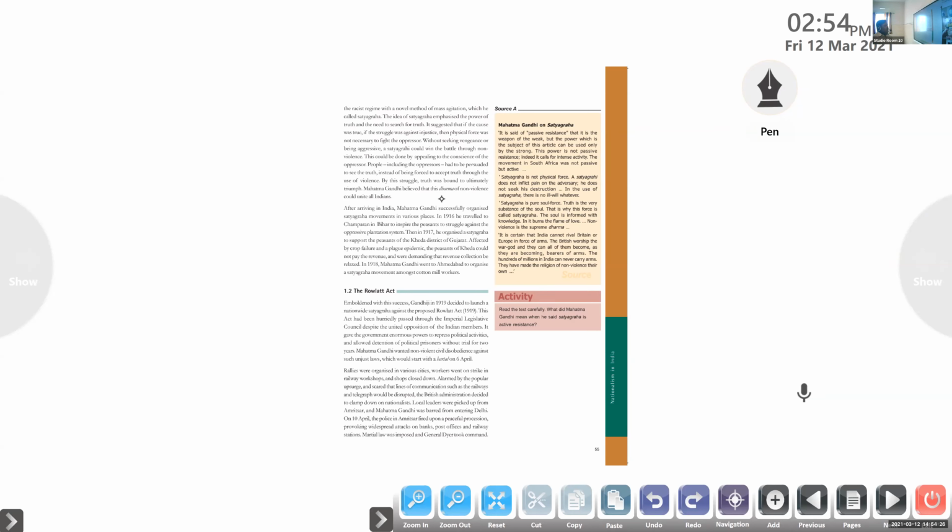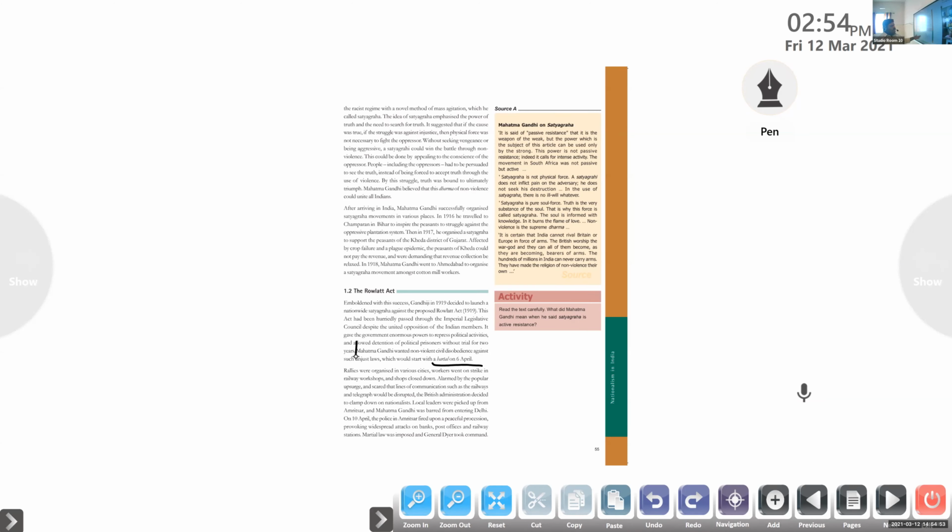Everyone reacted against that law. Mahatma Gandhi wanted non-violent civil disobedience against such unjust laws, which would start with a hartal on 6th April. Up to here, that is what you mean by the term Rowlatt Act. I just marked there, up to trial for 2 years. Up to that, the answer is 4. What is the Rowlatt Act?